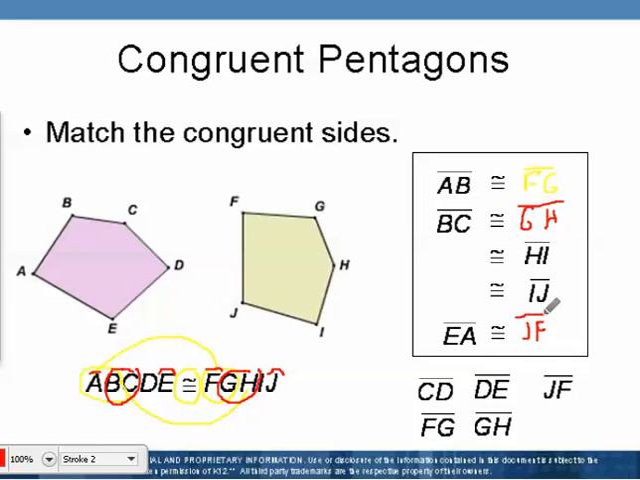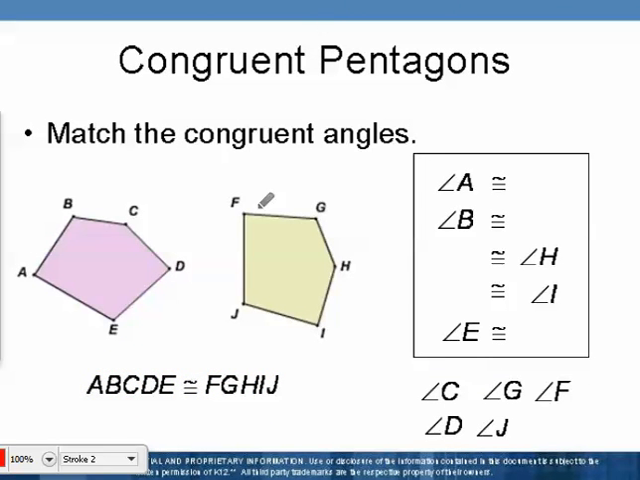So just by looking at the name, not knowing anything else about the polygons, I don't even have to see what the polygons look like. If I just have the name of the two congruent polygons and I'm told they're congruent, I can look at it and say, well, this side must be congruent to this side, and this angle must be congruent to this angle. That's how you can match up those names and those parts of the names to make things work out correctly, just like in the angle.